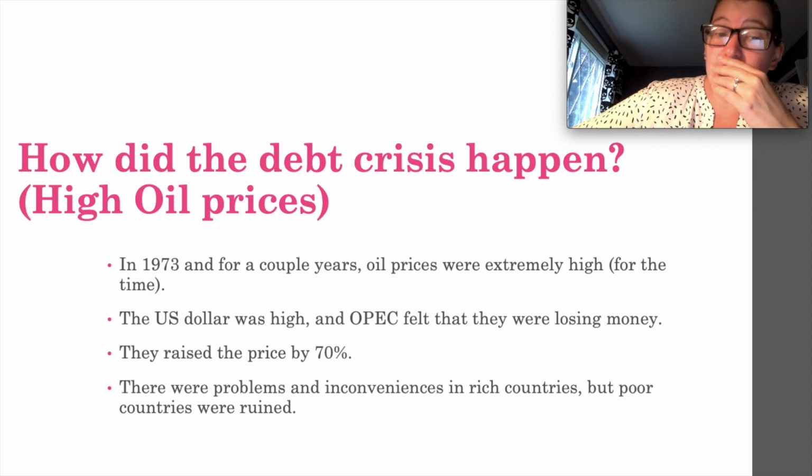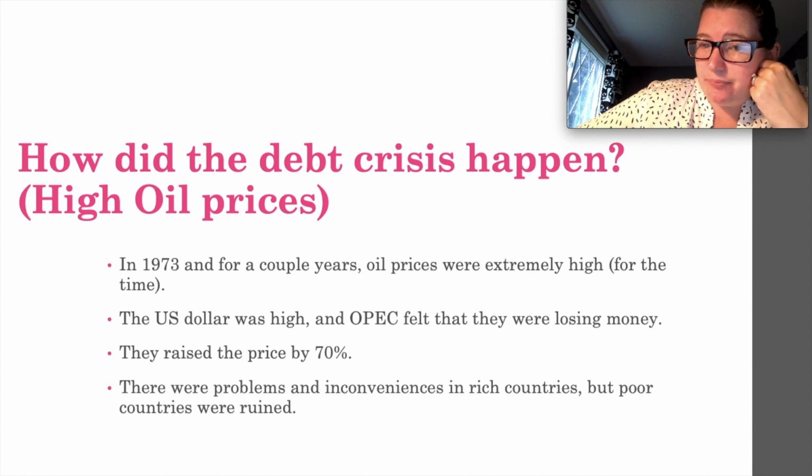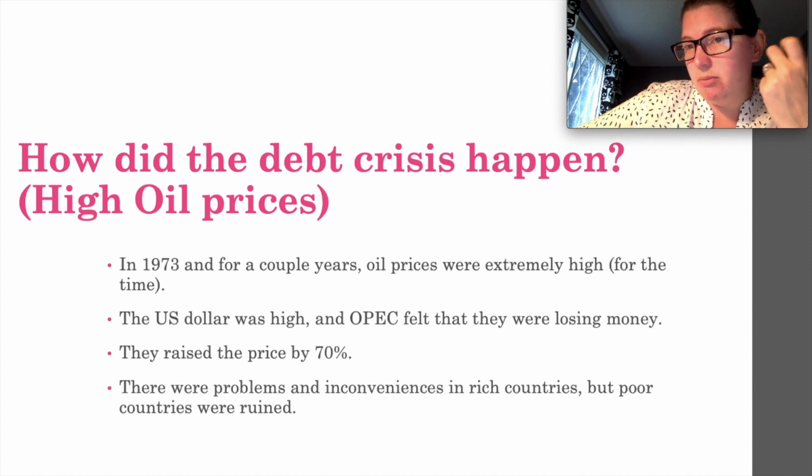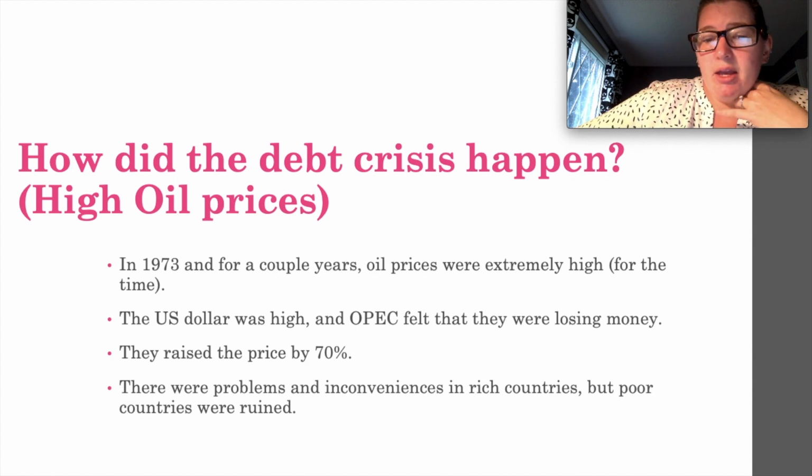In '73, oil price, we had what we call the oil crisis in Canada. The US dollar got so high at that time that OPEC, which was the union of oil, and the majority of oil comes from the Middle East, raised the price of oil by 70%, which is a huge influx of money.